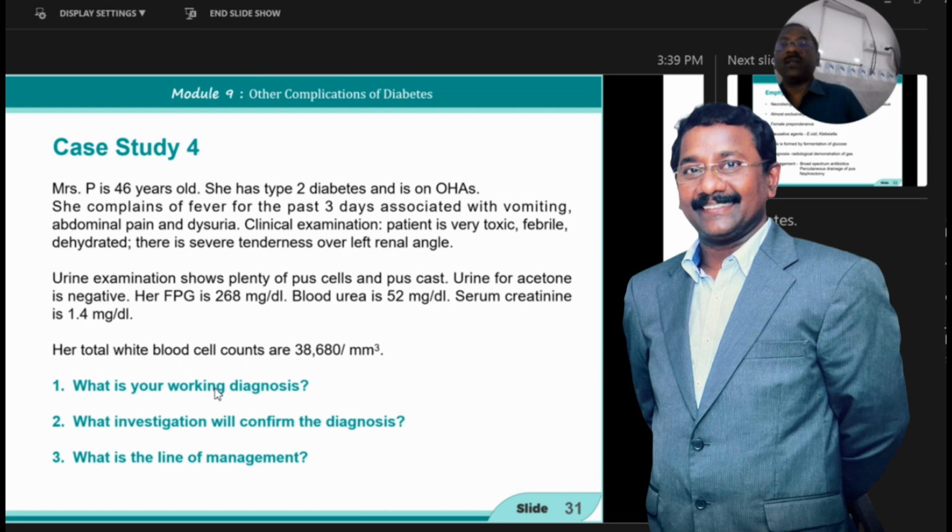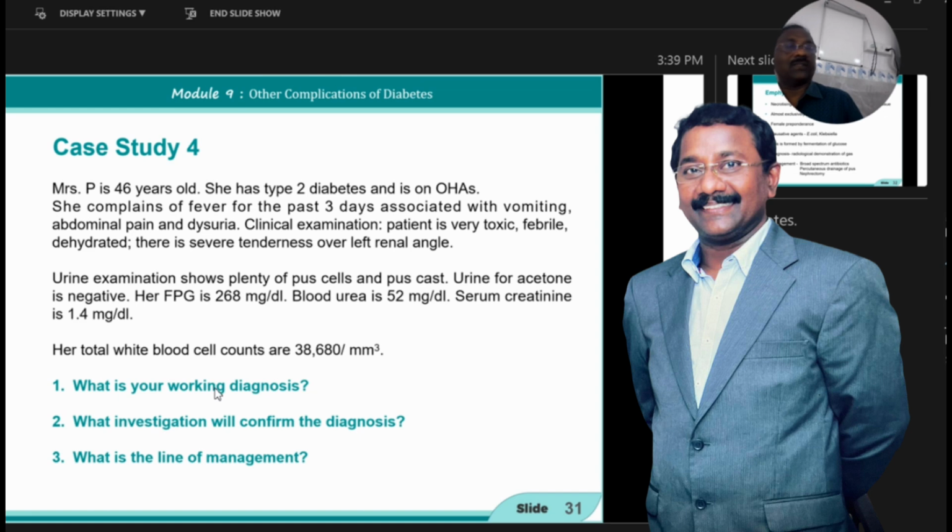Another case, a female, 46 years, type 2 diabetes on OHA, fever for the last 3 days with vomitings, abdominal pain and dysuria. So the diabetic, abdominal pain, vomitings and dysuria. So clinical examination, patient is very toxic, febrile, dehydrated, severe tenderness over the left renal angle.